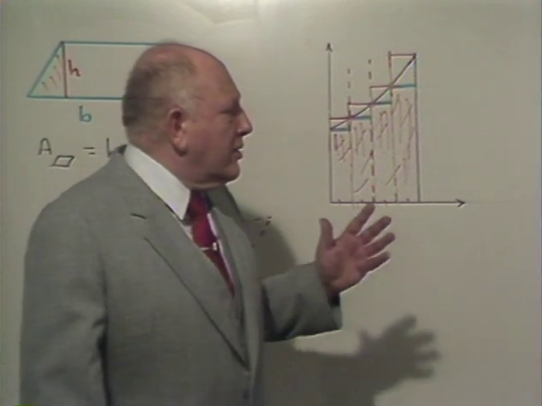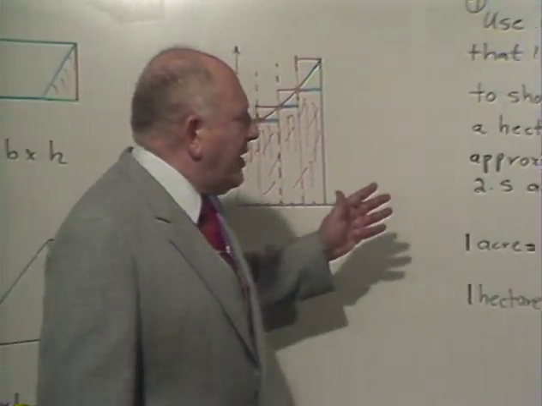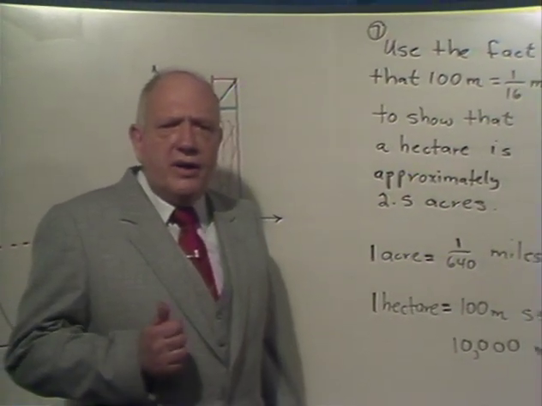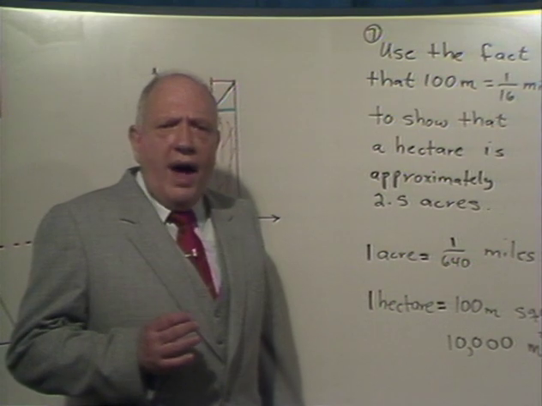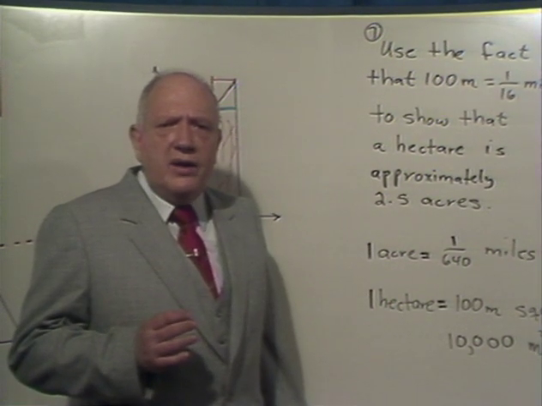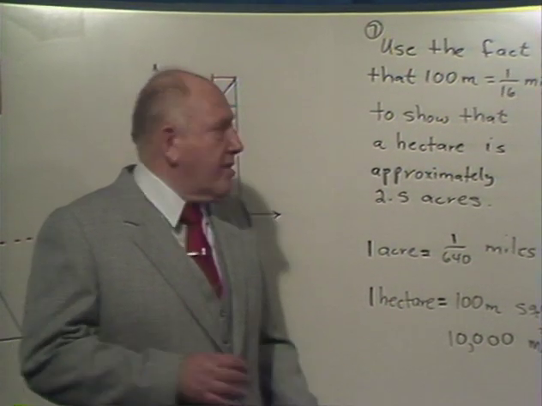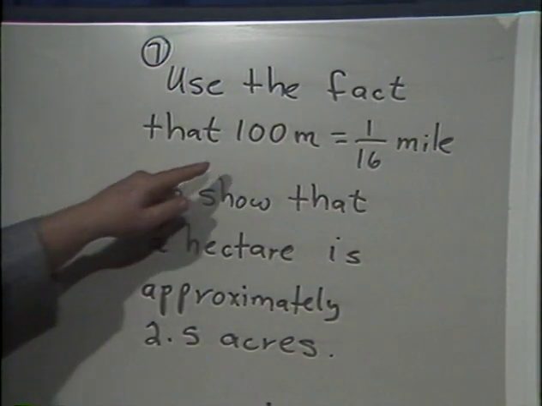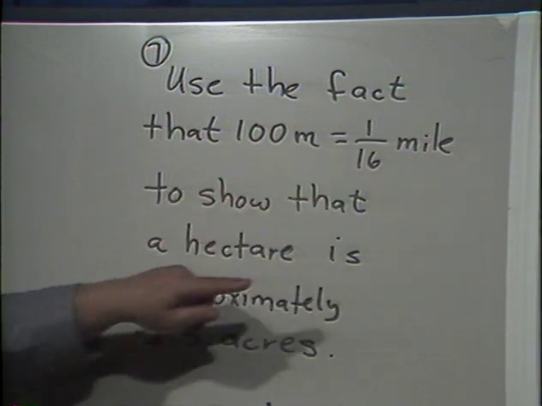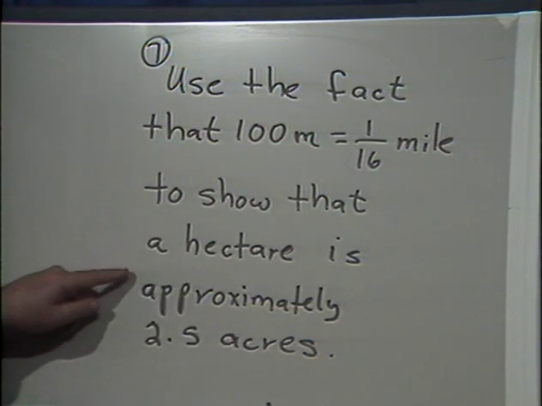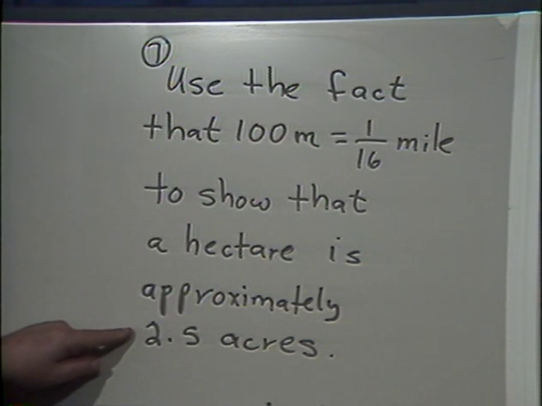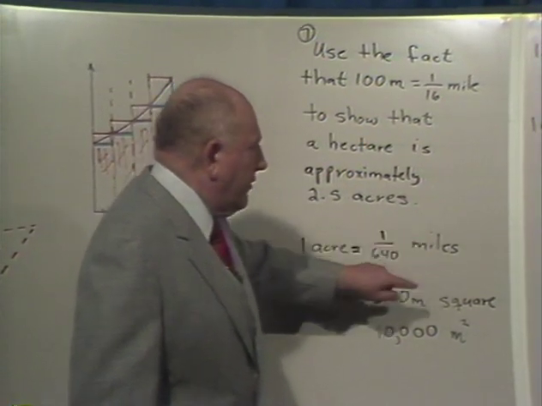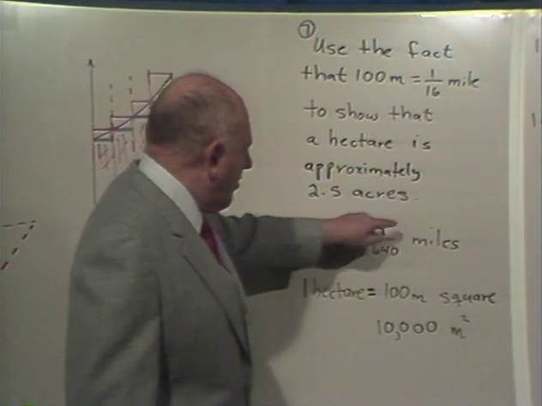And I thought that I would conclude today's lecture with getting back to a metric thing, trying to show you in terms of areas, roughly speaking, why a hectare is roughly 2.5 acres. And I just wanted you to see that in terms of areas. See, use the fact that 100 meters is about 1/16 of a mile to show that a hectare is approximately 2.5 acres. And remember what? An acre is 1/640th of a mile. In other words, it takes 640 acres to make a mile.